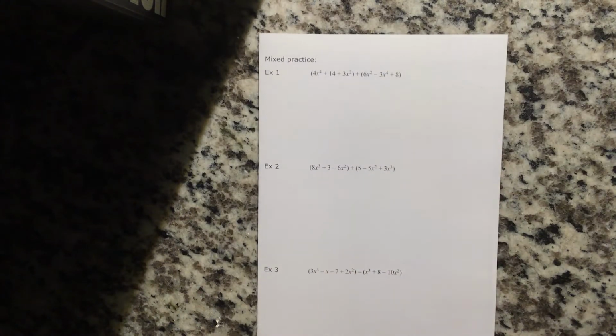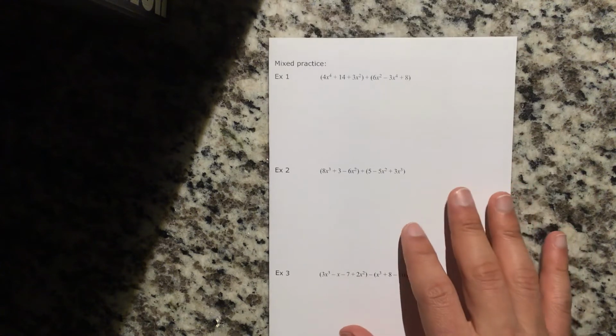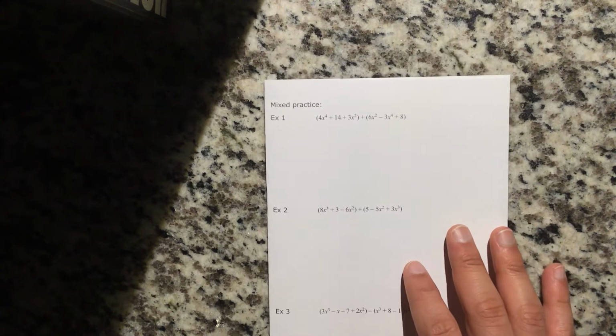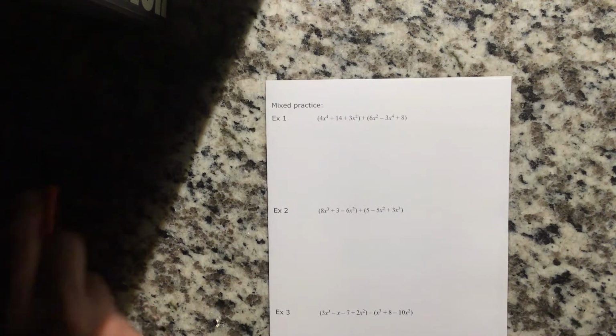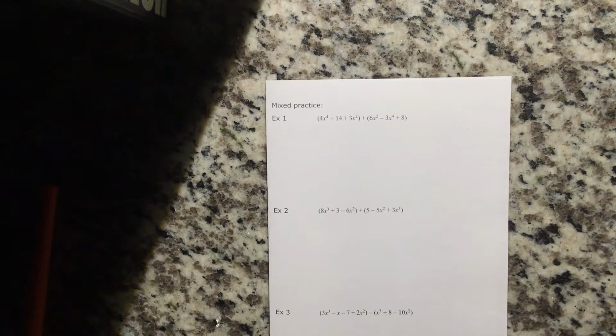There we go. Okay, so we have 3 examples and then we'll wrap it up. Okay, so here on the back, we have 4x to the 4th power plus 14 plus 3x squared. Okay, and we're adding that with 6x squared minus 4x plus 8.